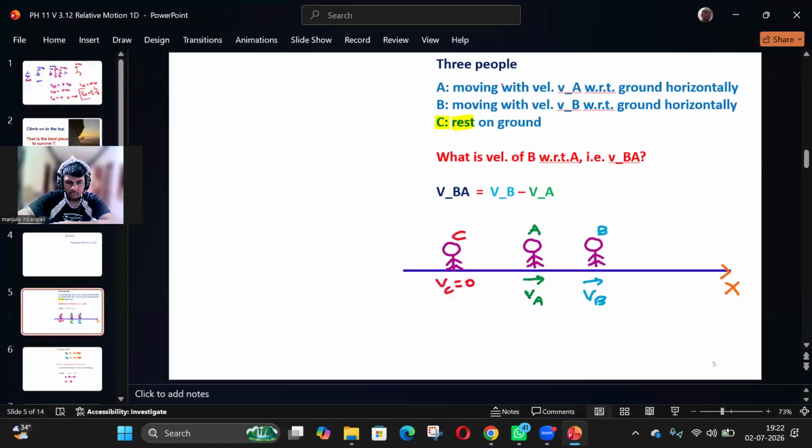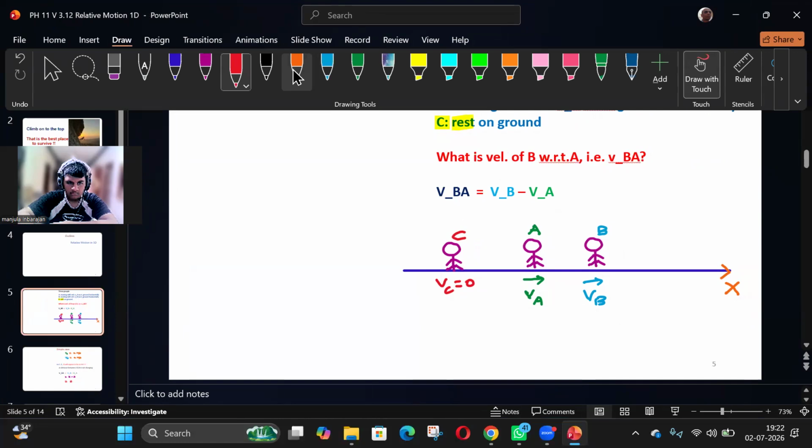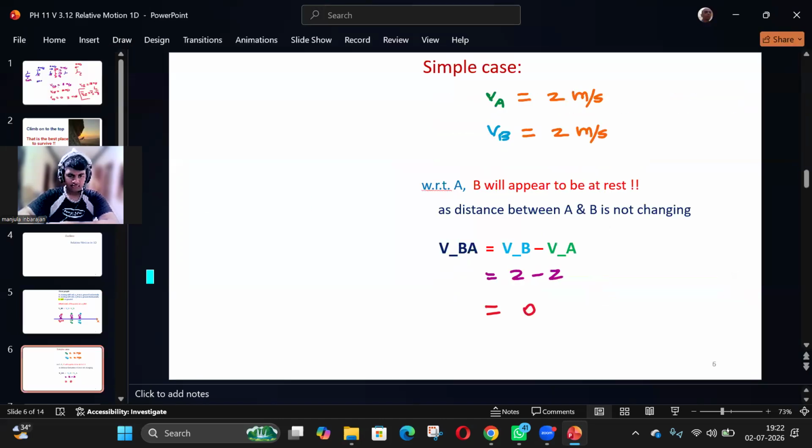So here I have taken this example of three people, A, B, and C. A is moving towards right with speed of VA, and B is moving towards right with speed of VB, and C is at rest. So velocity of B with respect to A is velocity of B minus velocity of A, and the velocity should be with the sign. Okay, in 1D motion, one direction is positive, other direction is negative. So this is, you can say, the definition of relative velocity.